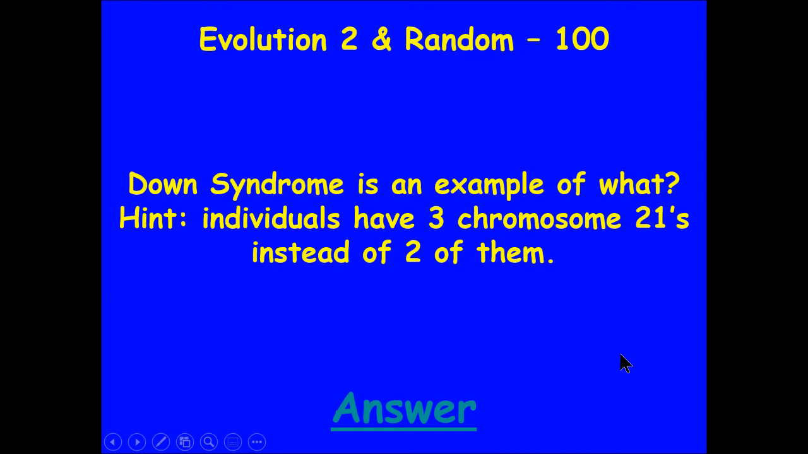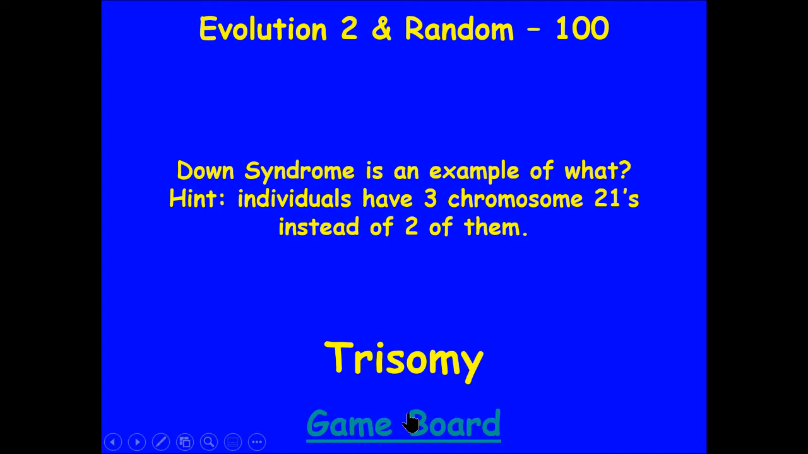Down syndrome is an example of what? This is back to genetics. Your hint is individuals have 3 chromosome number 21s instead of 2 of them. And this process is caused by non-disjunction. This is an example of 3, 2, 1. It's called trisomy.